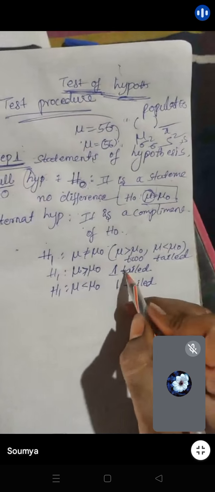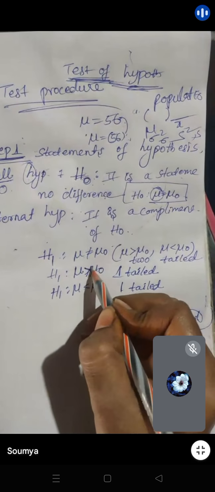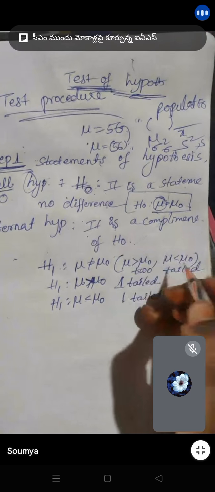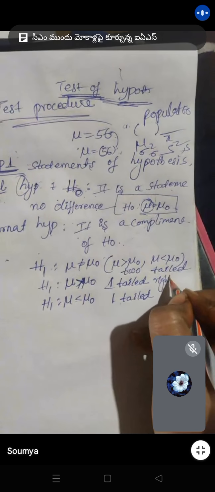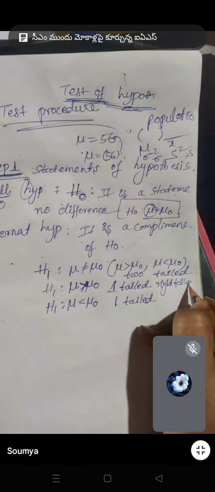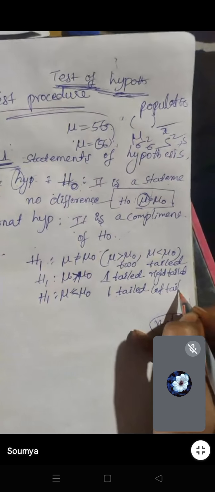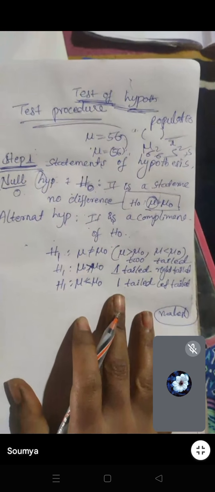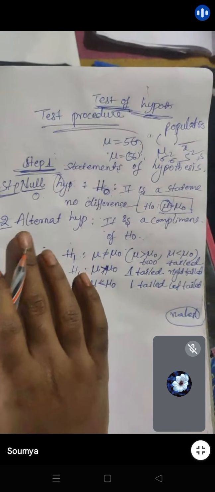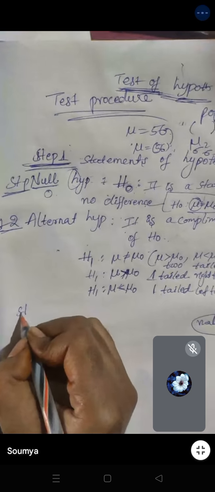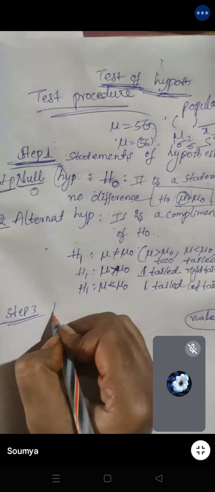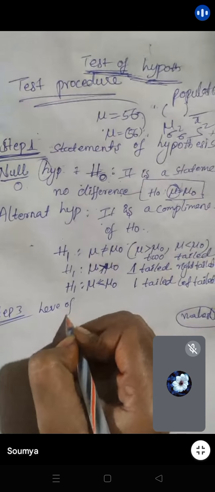Okay. So one-tailed, and here we have the tail on the right-hand side. This is called right tail. And this is called left tail. Okay. So this is step 2. Next, step 3. You have to write level of significance.